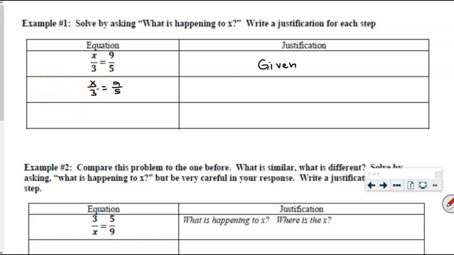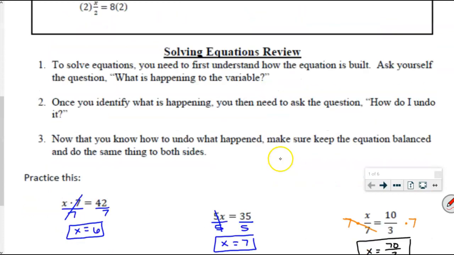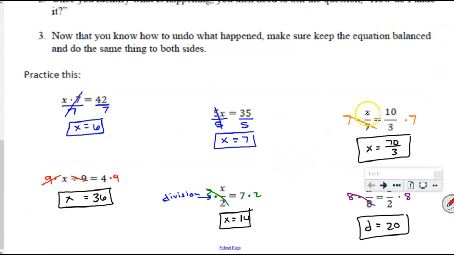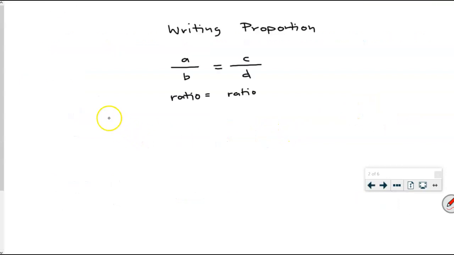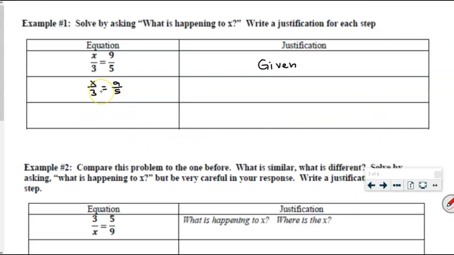Treat this just like we did over here, right? It's just a variable being divided by a number. How do I undo that division? X is divided by 3. All we're going to do is multiply by 3. Okay, whatever I do to one side, I do it to the other side.